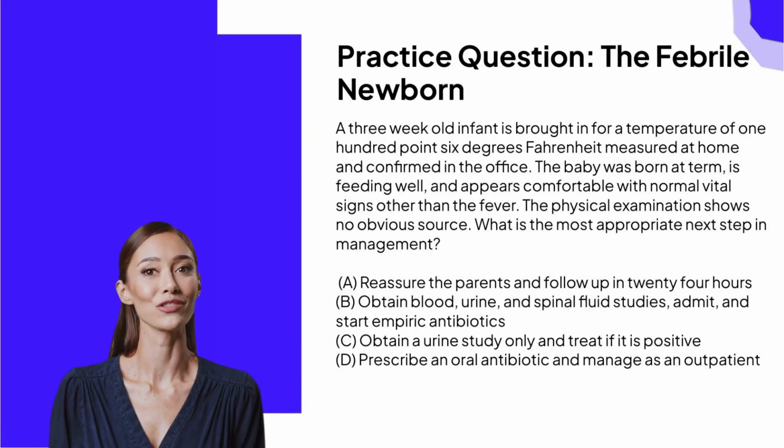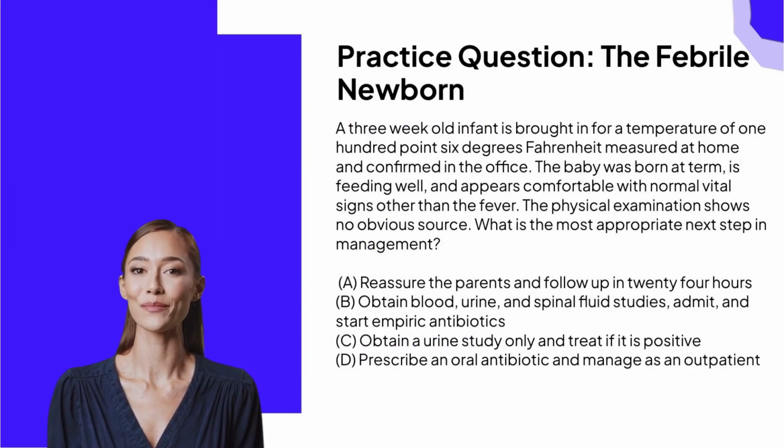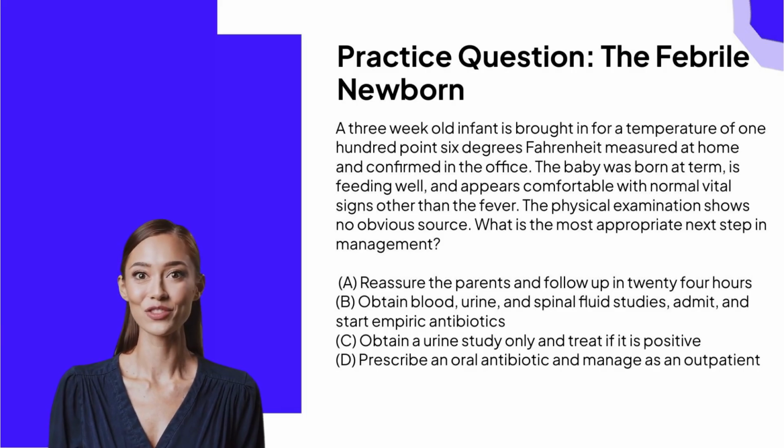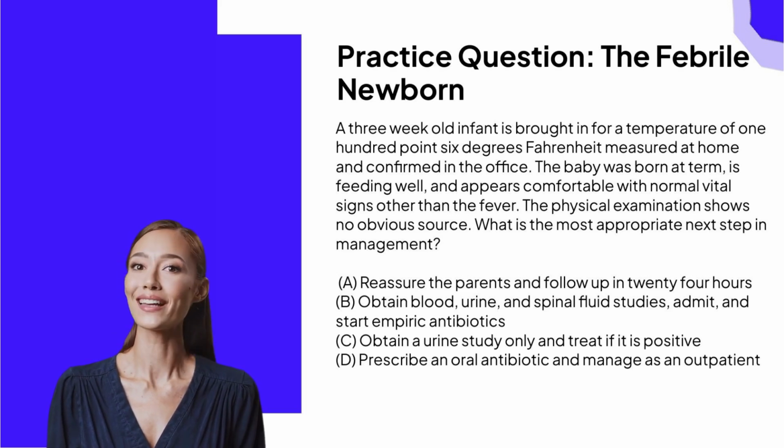Let us work through our first practice question. A 3-week-old infant is brought in for a temperature of 100.6 degrees Fahrenheit, measured at home and confirmed in the office. The baby was born at term, is feeding well, and looks comfortable, with normal vital signs apart from the fever, and there is no obvious source on examination. The question asks for the most appropriate next step.